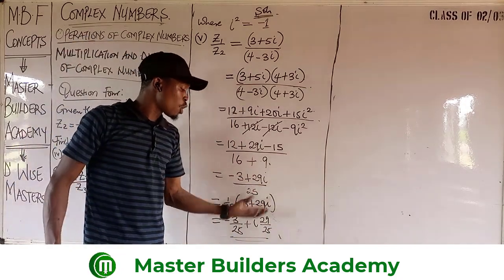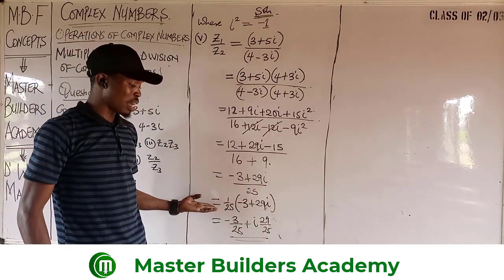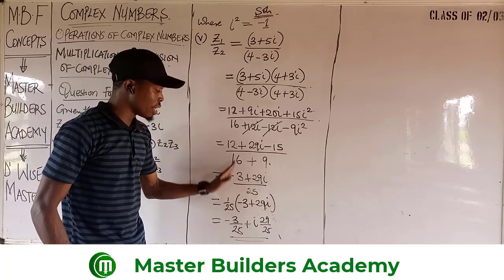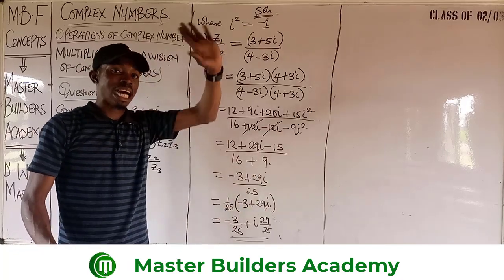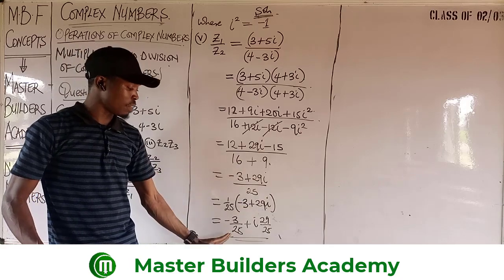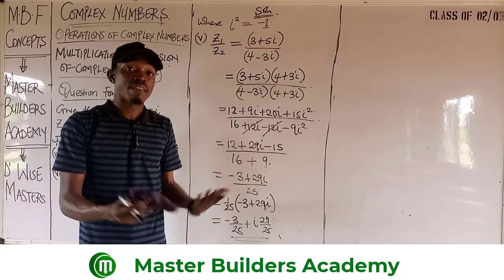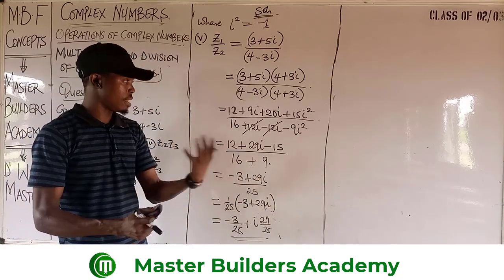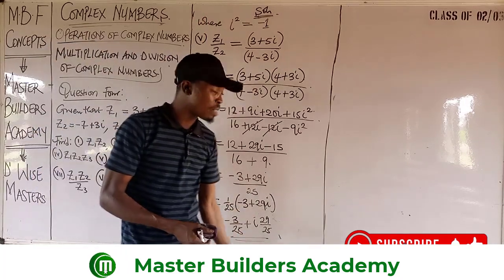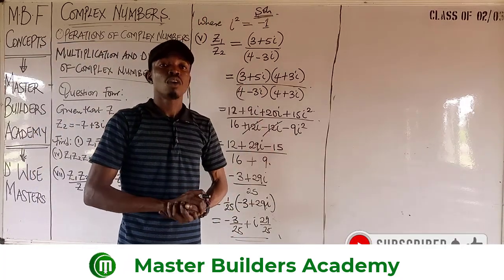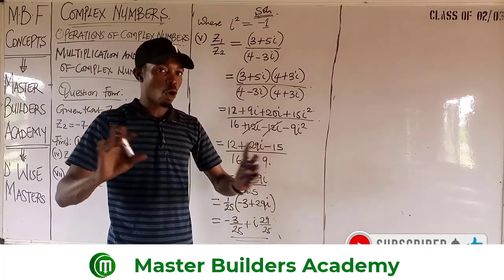It's either you leave it here, or you take it out in this fractional form, or you can share the denominator for both terms at the numerator. So the first numerator takes 25, the other one takes 25. This is all about this. It's as simple as this. This is all about the division of complex numbers. I hope you understand this.